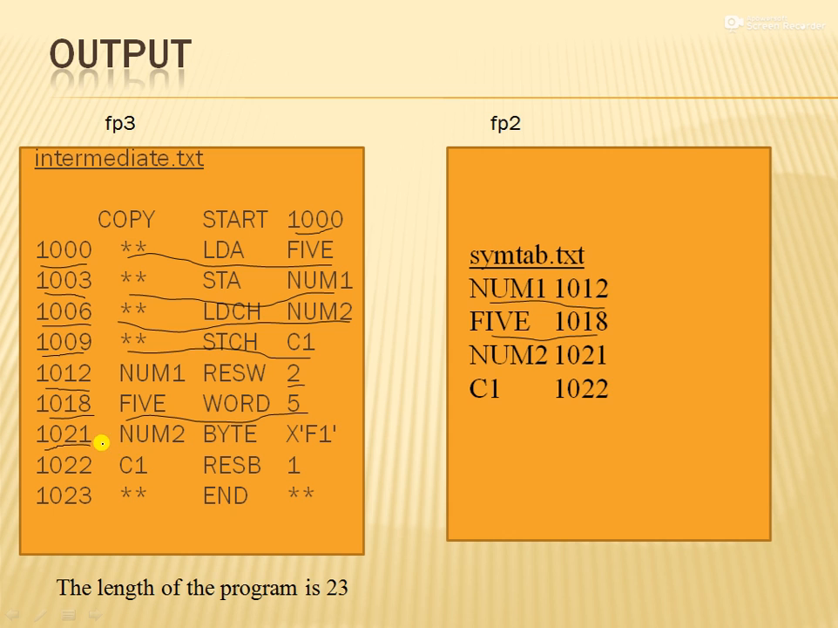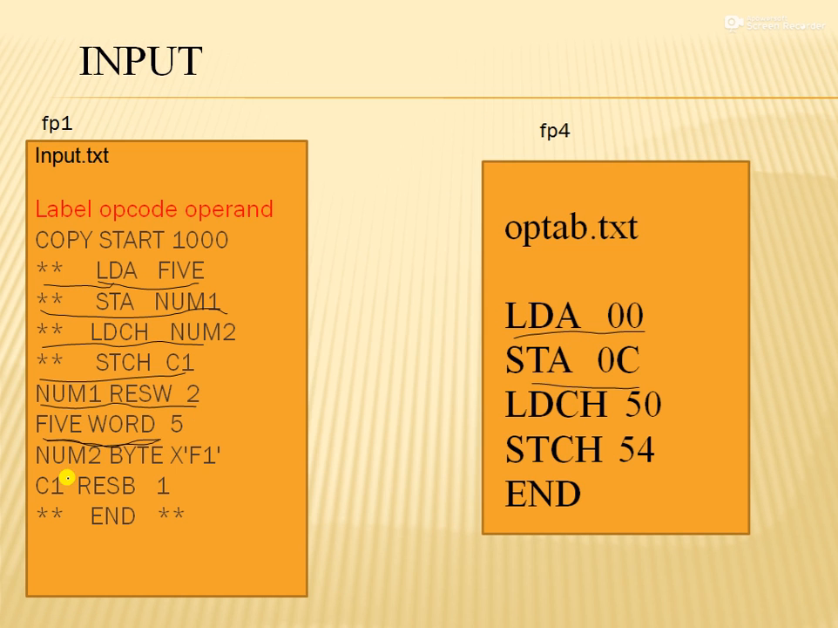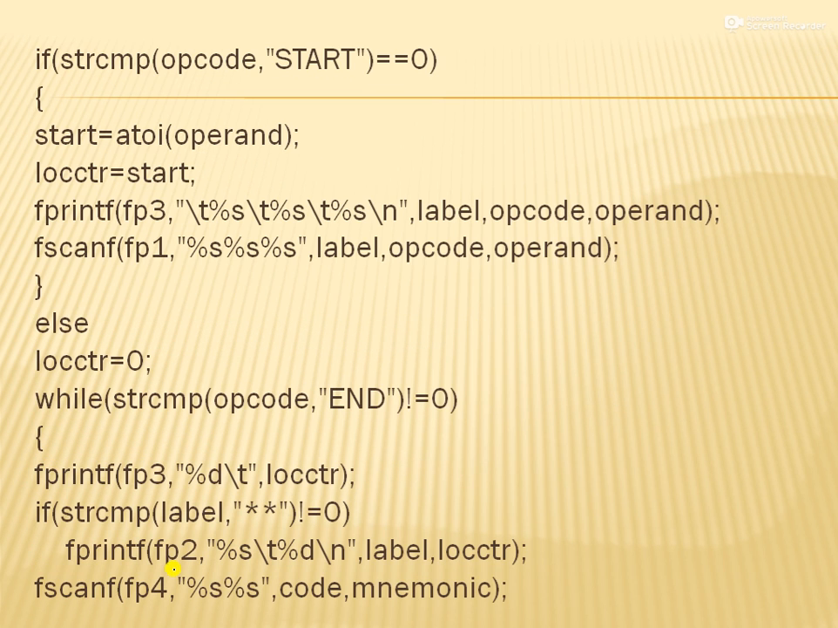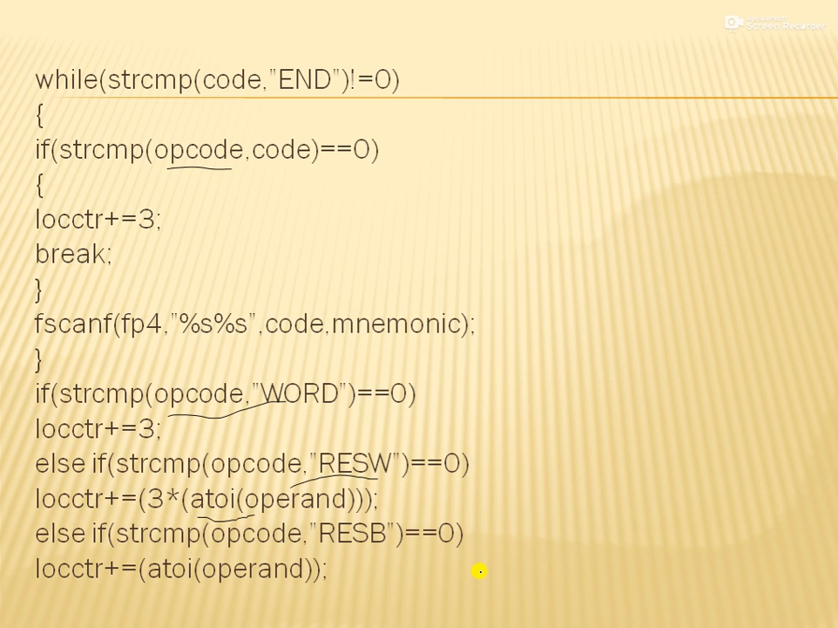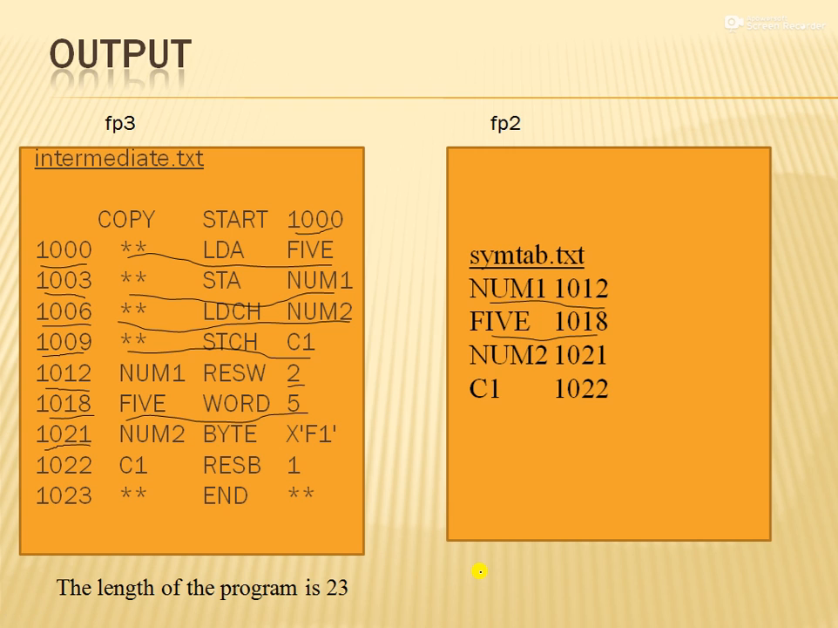The next line of the input text will be num2 byte x f1. So here you can see the label portion is num2. Again it comes to this condition, it is not star star, so you need to write num2 along with the location counter value into the symbol table. So here you can see num2 with 1021, the location counter value, is written to the symbol table. Now it has processed num2, and when it checks the opcode, it is byte.